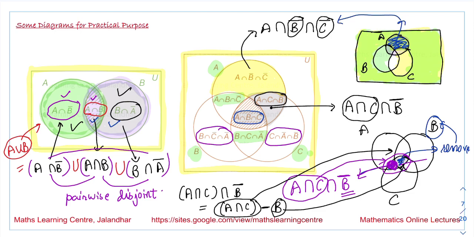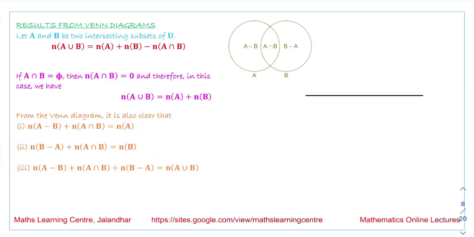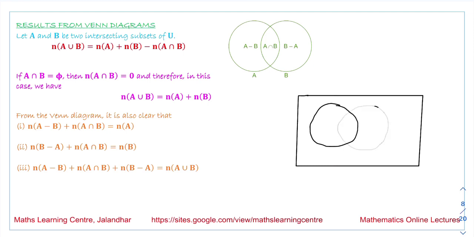Now next we have results from Venn diagrams. Suppose we have two subsets A and B of U. This is our universal set, and there are two subsets over here. This is the set A, this is the set B, this is the universal set U. There are elements in A over here, there are elements in B, and there are some elements which are common to both A and B.